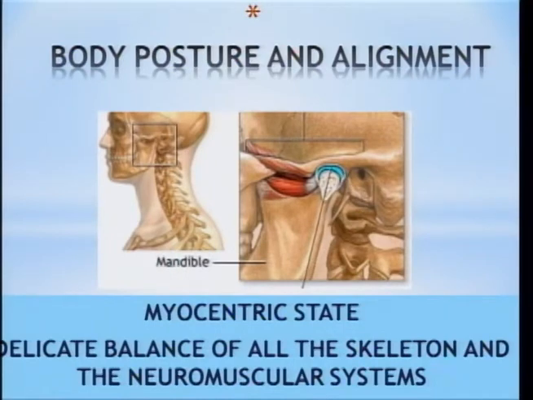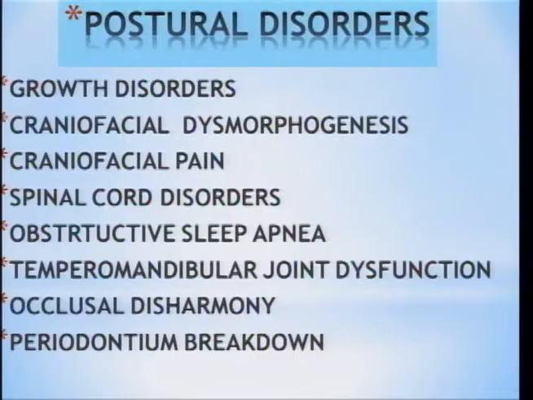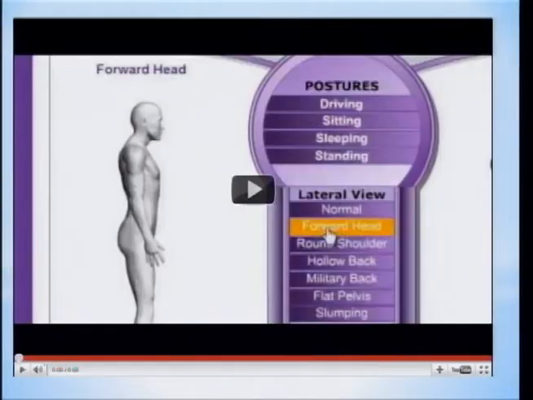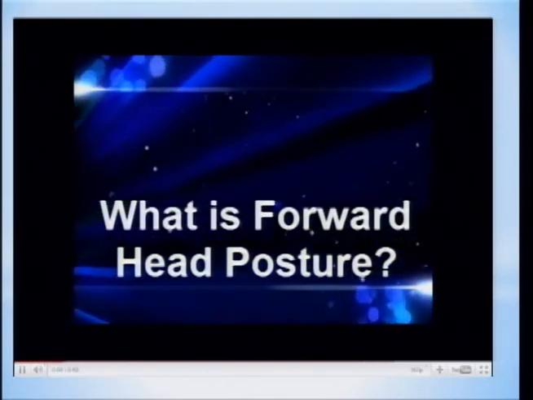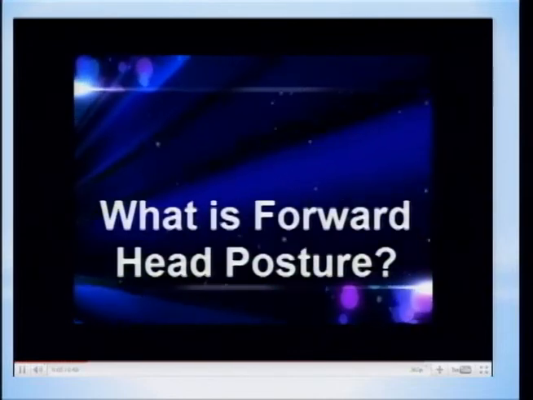We have a myocentric state where there's a delicate balance of all the muscles and the skeleton. Okay, so these are some of the postural disorder discrepancies that can happen. We can have growth disorders, craniofacial dysmorphogenesis, craniofacial pain, spinal cord injuries, obstructive sleep apnea, temporomandibular joint dysfunction, occlusal disharmony, and periodontal defects. Let me just show this slide quickly. This shows an example of a, and I got this over internet, so pardon me. It talks a little bit about the forward head posture.